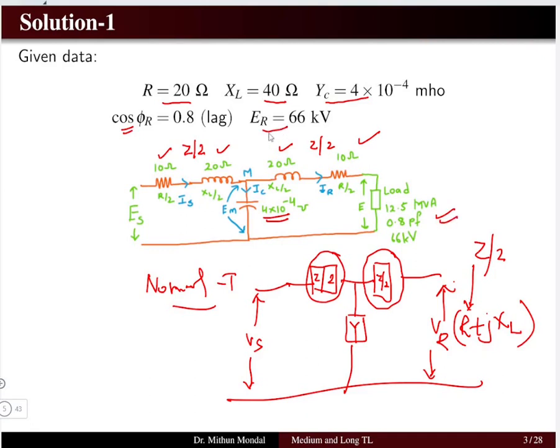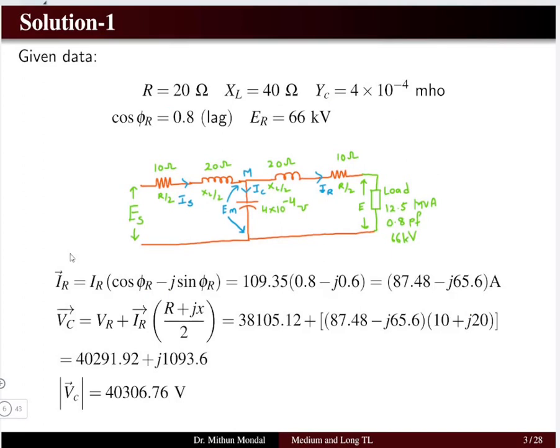If the receiving end voltage is 66 kV, so here the receiving end voltage is given as 66 kV. Now this voltage is basically the line voltage. Whenever the information is given, that is the line voltage, because it is a three-phase system. This power, 12.5 MVA, is basically a complex power, or the magnitude of the complex power, which is known as the apparent power. We have to calculate the parameters now.